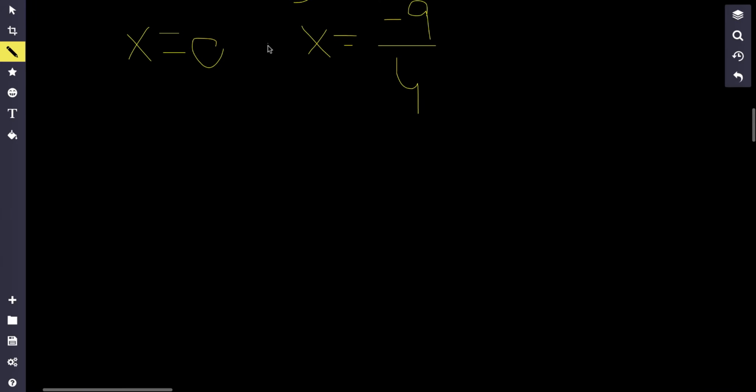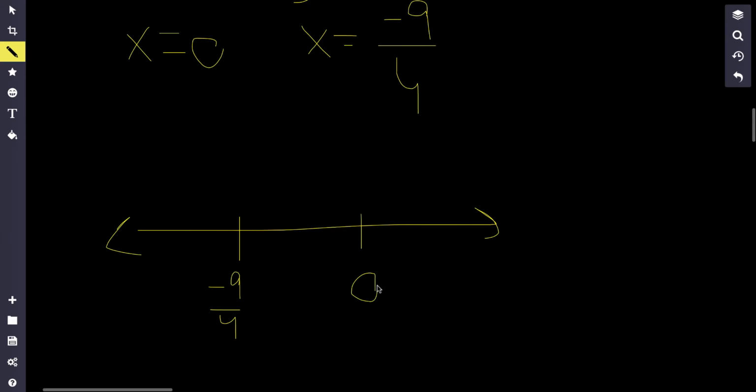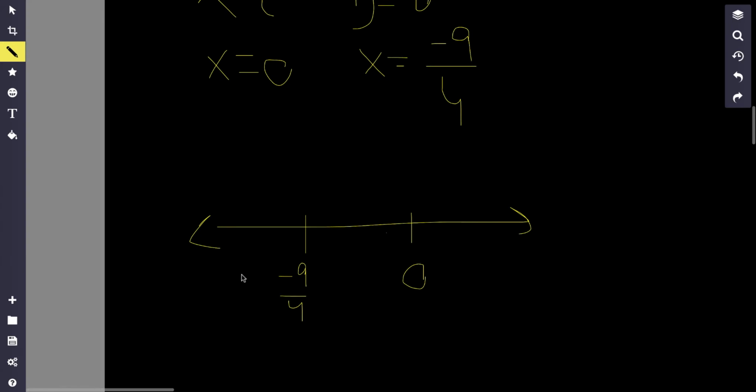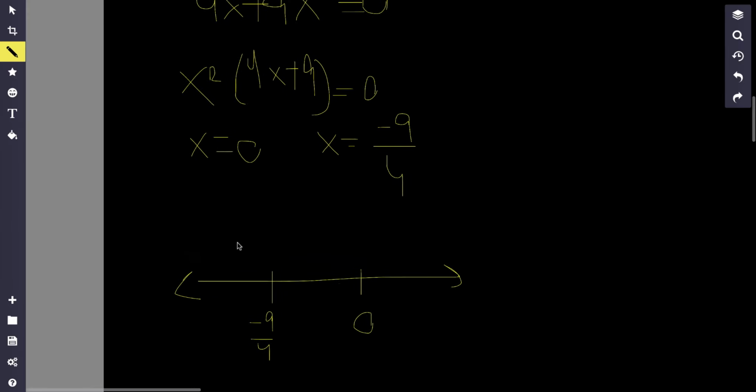Okay? Now, once again, we're going to do the same trick we did before. We're going to draw a number line, and it's going to divide our number line into 3 sections. This section right over here is from -infinity to -9/4. This right over here is from -9/4 to 0, and this is from 0 to infinity. We're going to pick one number from each of these sections, plug it into our derivative, see what it spits out, and then determine whether it's increasing or decreasing.